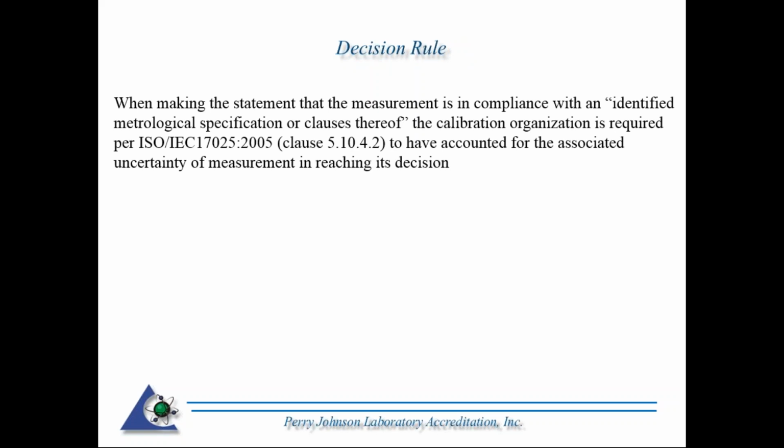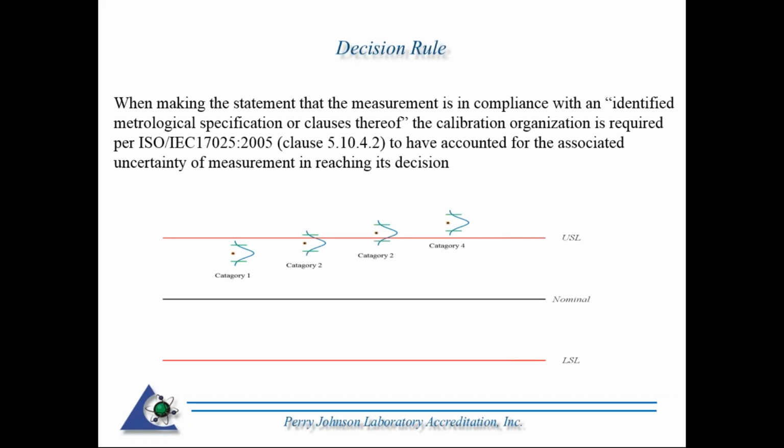So again, pass, fail, in tolerance, out of tolerance, those sorts of things. We have to have a decision rule basically stating how we took measurement uncertainty into account. By making the statement that a measurement is in compliance with an identified metrological specification or clauses thereof, the calibration organization is required, currently through 5.10.4.2, to have accounted for the associated uncertainty of the measurement in reaching its decision.